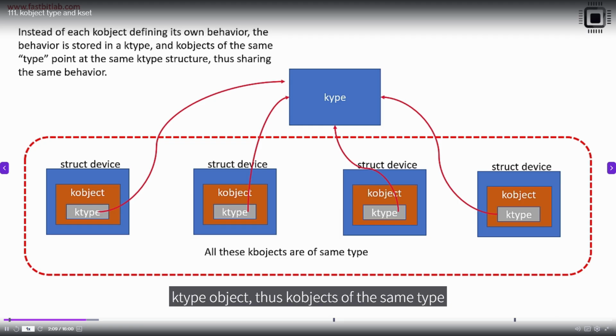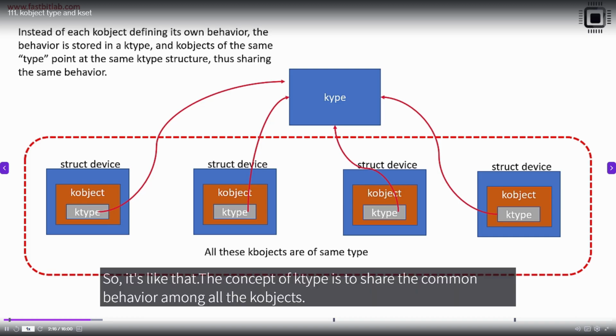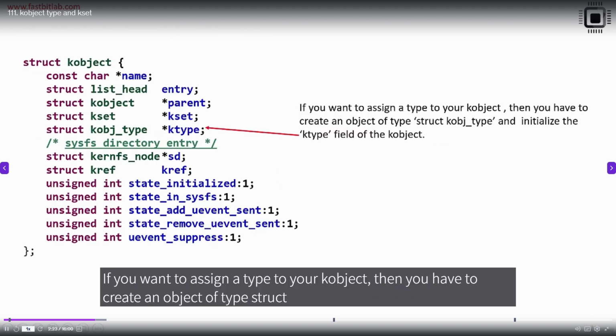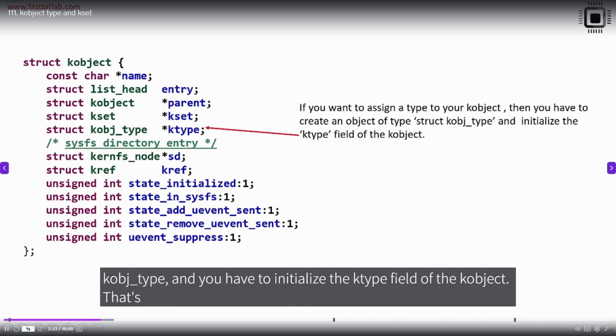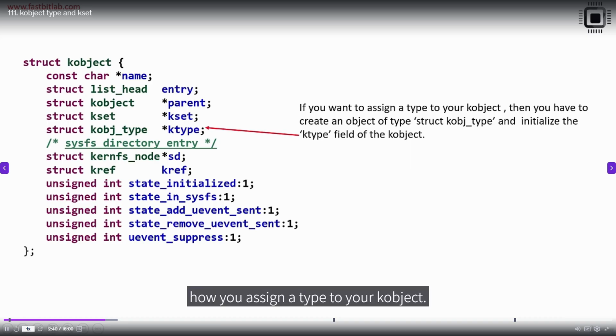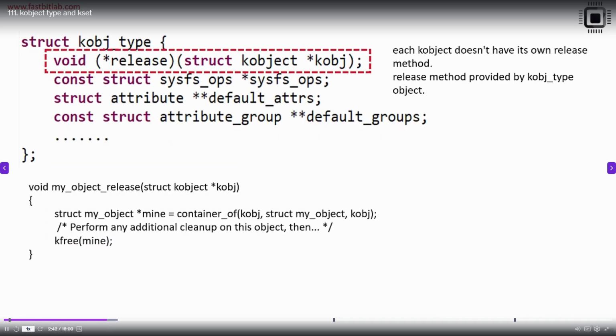Thus, kobjects of the same type share the common behavior extended by the ktype. So the concept of ktype is to share the common behavior among all the kobjects. If you want to assign a type to your kobject, then you have to create an object of type struct kobj_type, and you have to initialize the ktype field of the kobject. That's how you assign a type to your kobject.